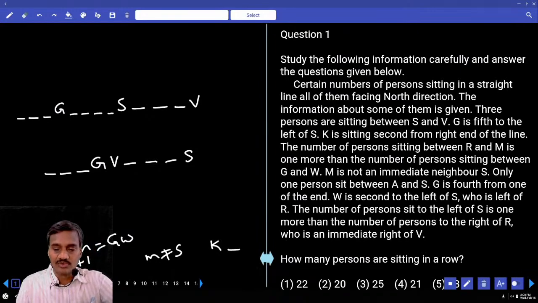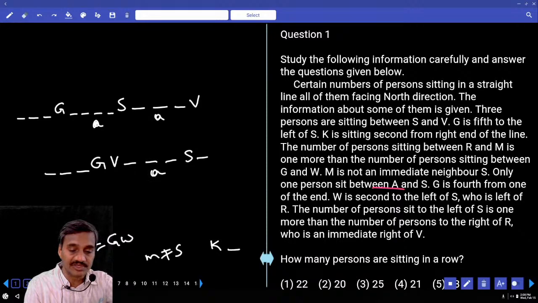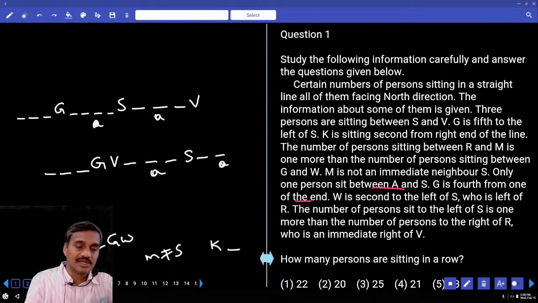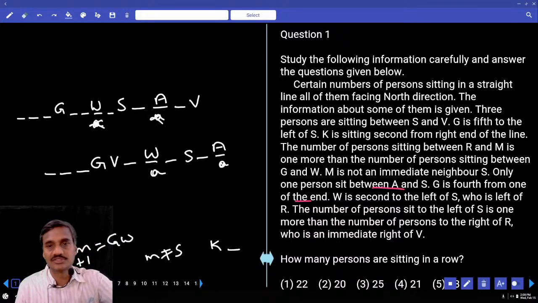And next one, only 1 person between whom? A and S. 1 person between A and S, A can be either to the left hand side or to the right hand side. Similarly here also, 1 person between A and S, A can be here. G is fourth from one of the extremes of the end. W is seated second to the left of S. As W is here, A cannot be here, A must be here. Similarly, here also A is here.